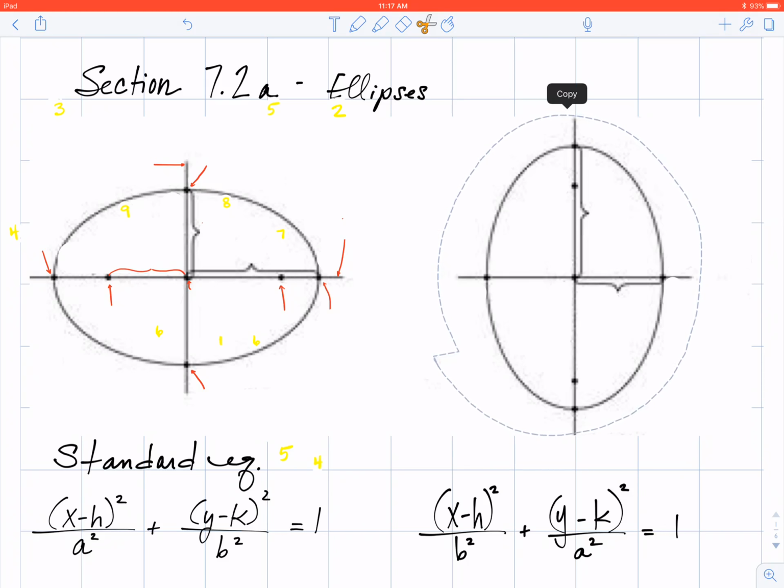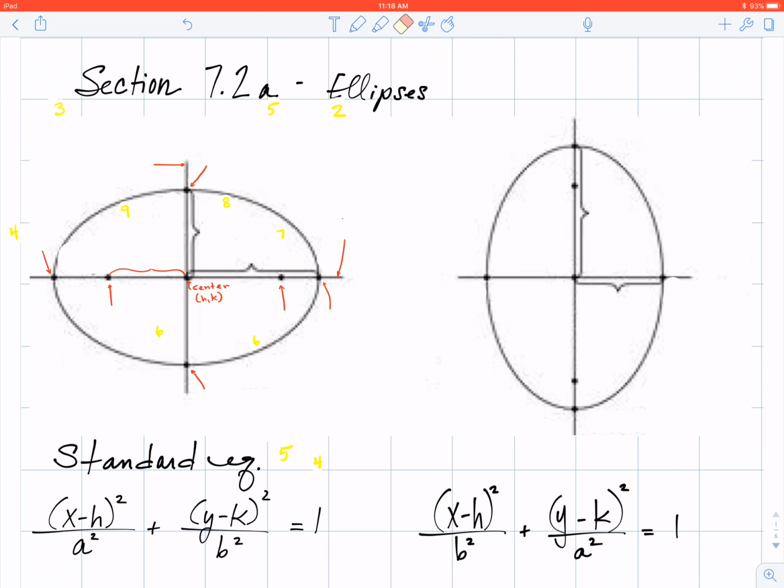Each ellipse has the exact same types of pieces, so I'm only going to fill them in on the horizontal ellipse. The first thing to notice in the horizontal or either ellipse is that I have my center. Once again, I'm using that coordinate (h, k). So this is going to be the center of my ellipse.